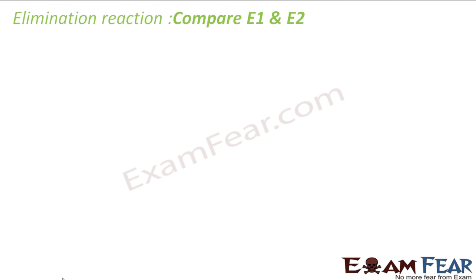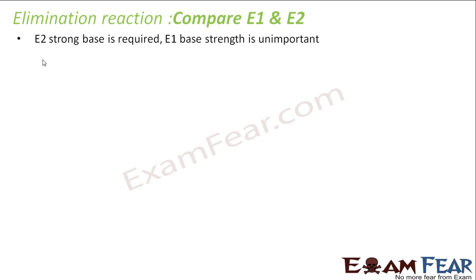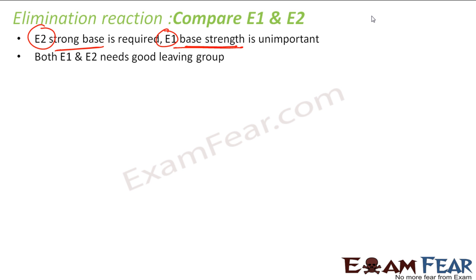Now let's compare E1 and E2. So we have seen that in E2 a strong base is a must, but even the base strength is unimportant. Even if you have a weak base or a strong base, it doesn't matter, but it has to be a base. A base has to be there because there is a step called deprotonation, right? The second step, but that requires the base. So even a weak base will do in that case.